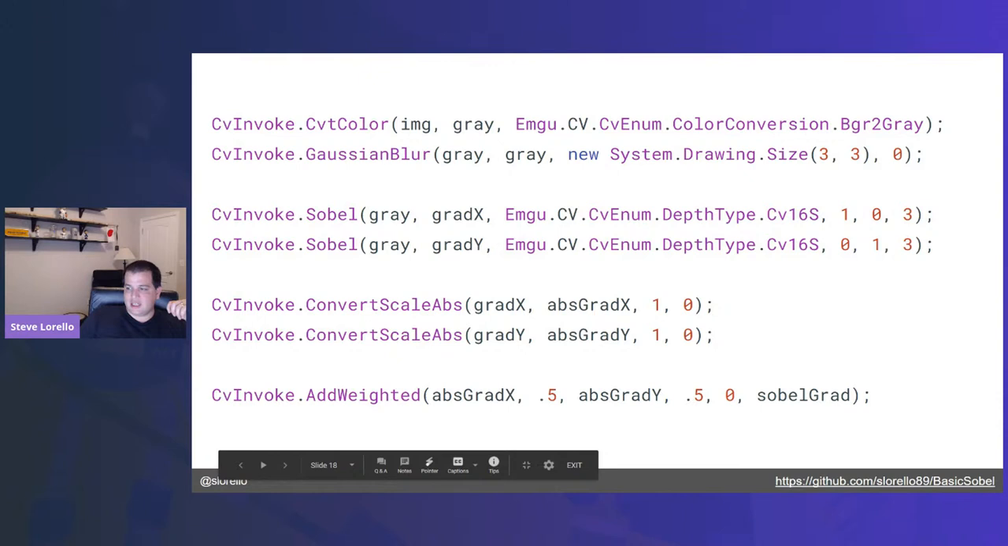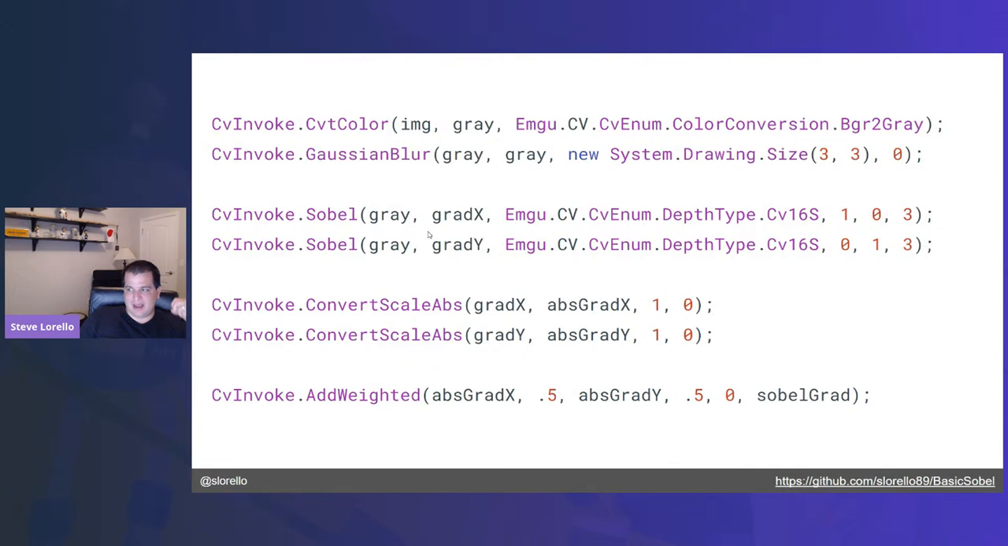This next bit here is calculating those gradients in X and in Y. So you pass in the grayscale image, you pass in the output image that you want to store it in, and then we pass in this data type here. This is the data type that the output image is going to be stored in. And you'll notice that it's a CV16S, which is a 16-bit short.